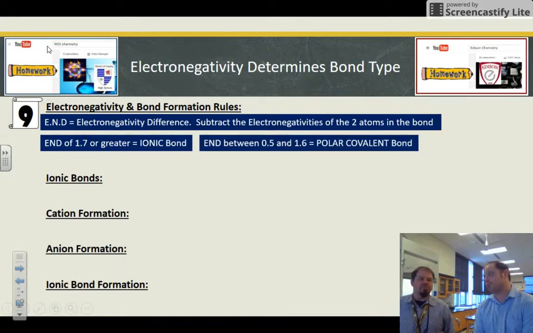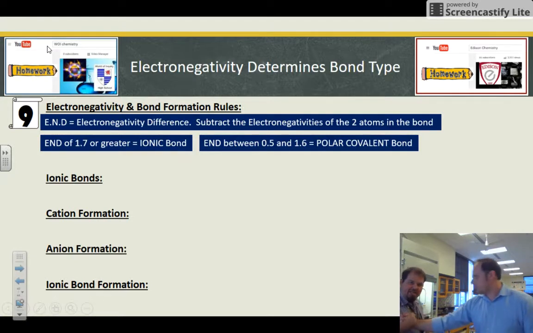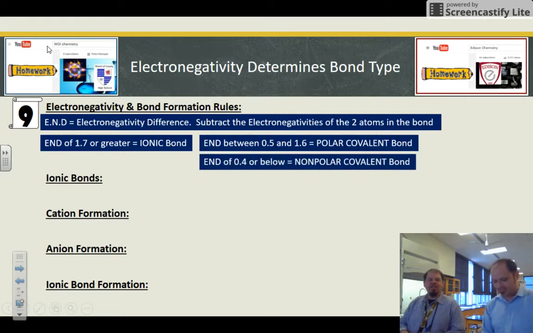If it's 0.5 to 1.6, it's what we call polar covalent, which is sharing but not evenly. Right. And then if we're below 0.4, we are non-polar covalent. We are sharing evenly. Okay. That's the way to sum it up.